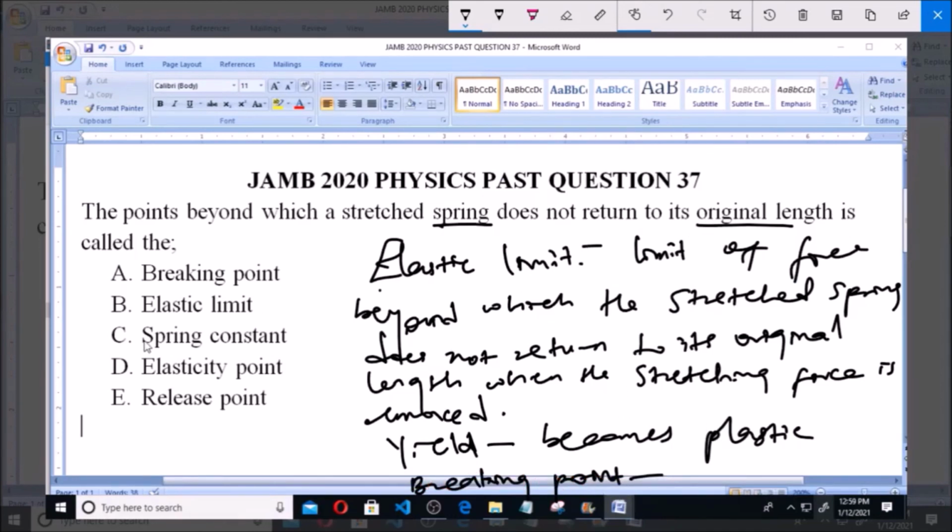So the answer to this question is actually option B, elastic limit, and not breaking point. So at elastic limit, even when the stretching force is being removed, once it is exceeded, it will not return back to its original length.